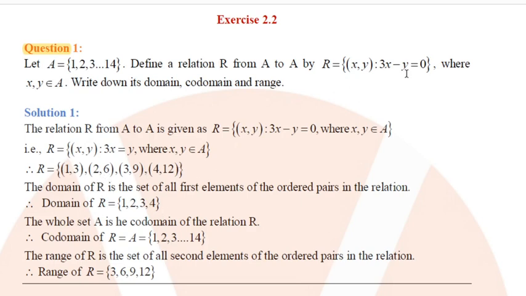How? Because y equals 3x is written here; you put x equals 1, 2, 3, 4 here, but not 5. Why? Because if you put 5, you will get 15, which does not belong to set A. That's why you cannot put 5. So the image, meaning the range, is 3, 6, 9, 12. This question we have done. Now we are moving on to the next question.